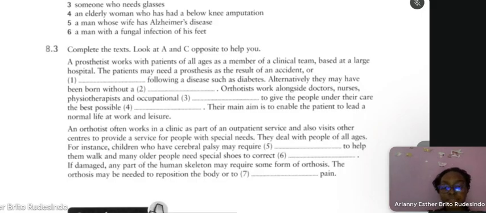For instance, children who have cerebral palsy may require orthoses to help them walk, and many older people need special shoes to correct deformity if damaged. Any part of the human skeleton may require some form of orthosis. The orthosis may be needed to reposition the body or to relieve pain.